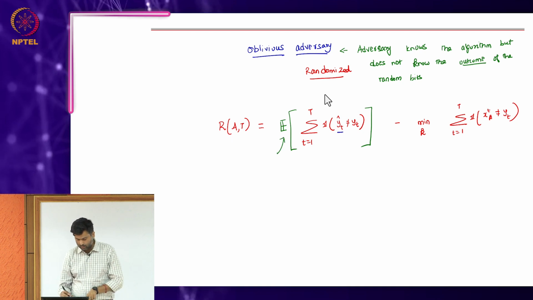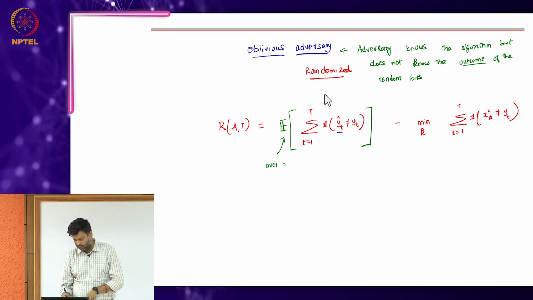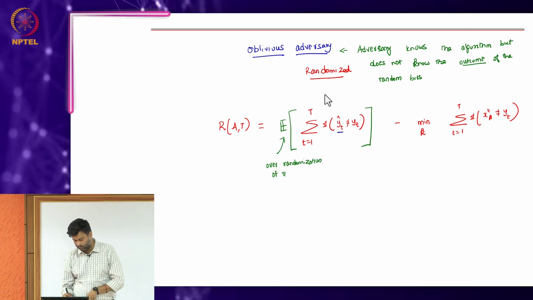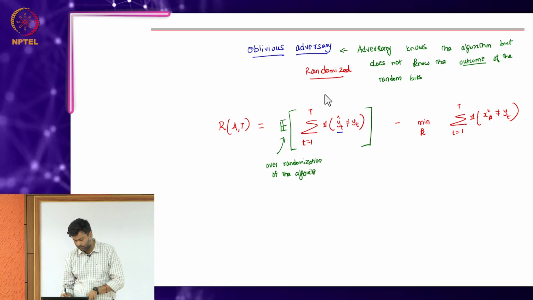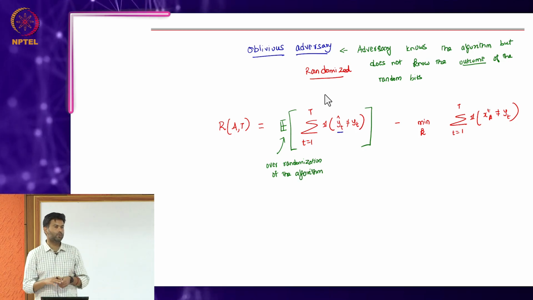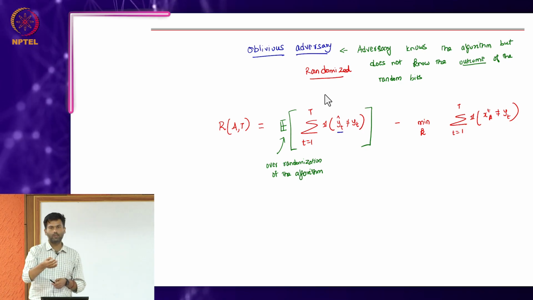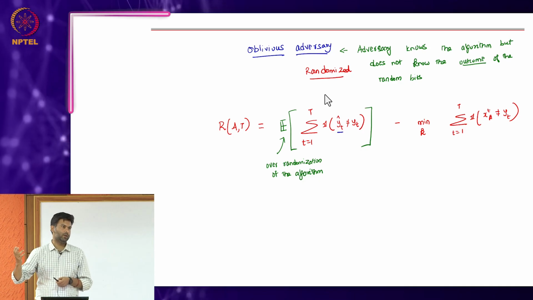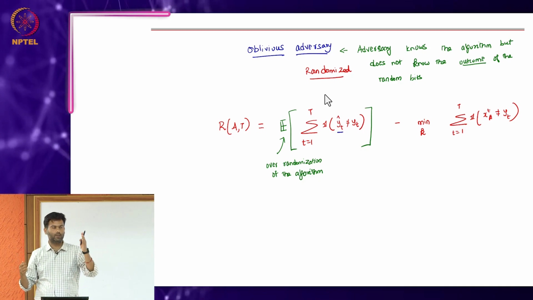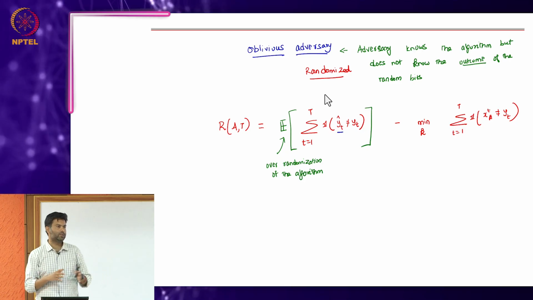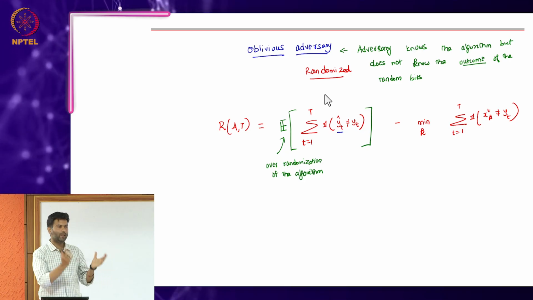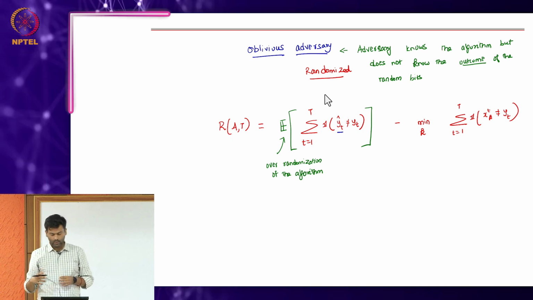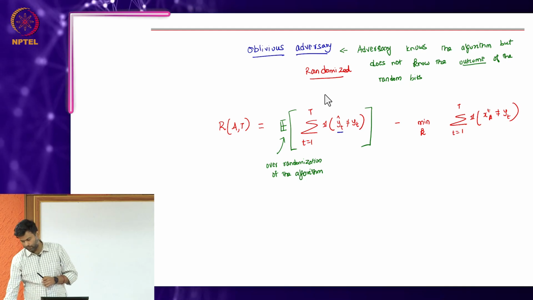This expectation is, for now, over the randomization of the algorithm. The algorithm is random, so on average the number of mistakes made by the algorithm, how does that compare with the mistakes made by the best expert in hindsight? When I say hindsight, I fix some T, stop my algorithm at capital T rounds, and then ask the number of mistakes my algorithm makes on average versus the number of mistakes that the best possible expert makes after T rounds. That is what I will care about.